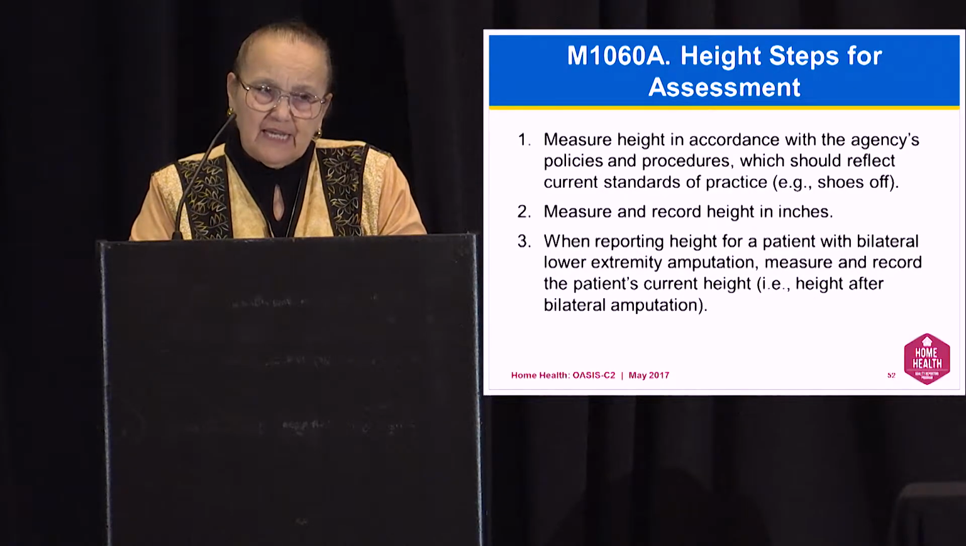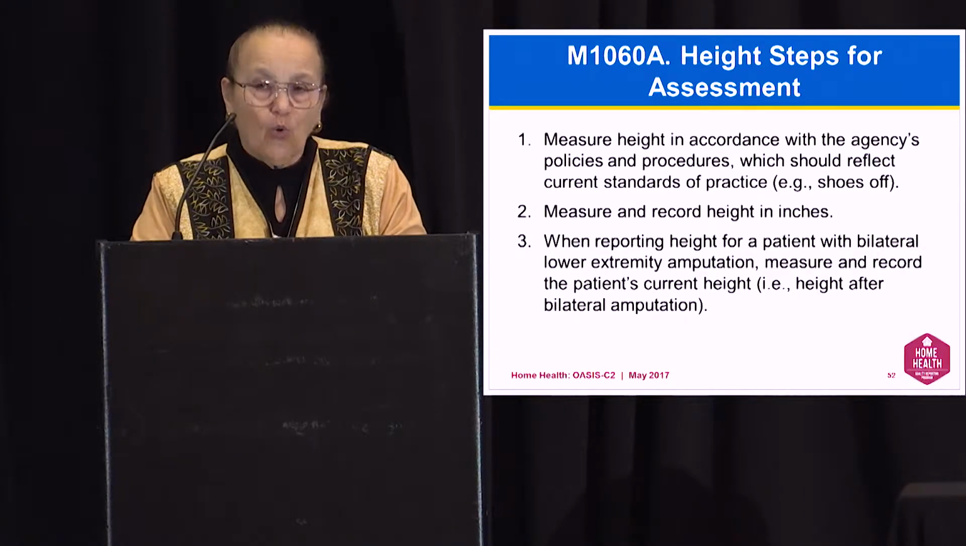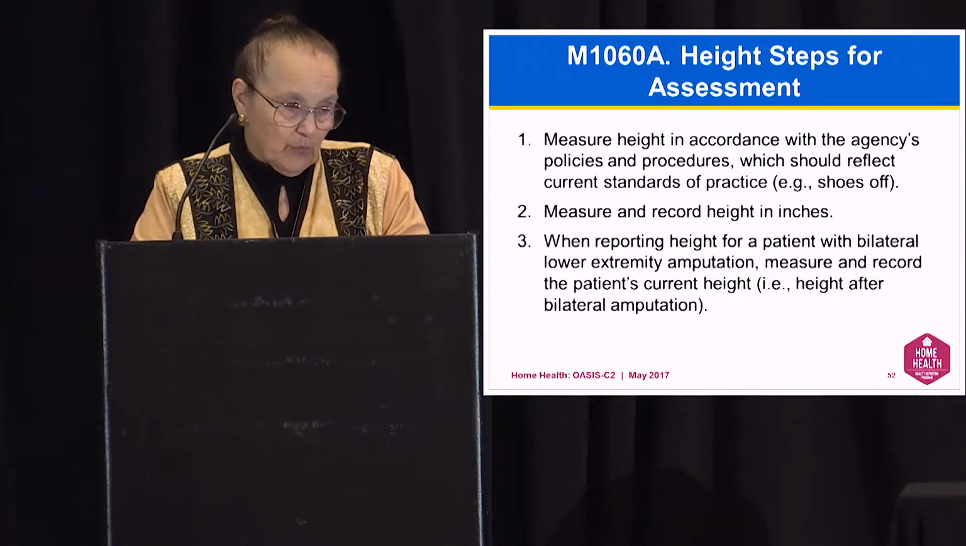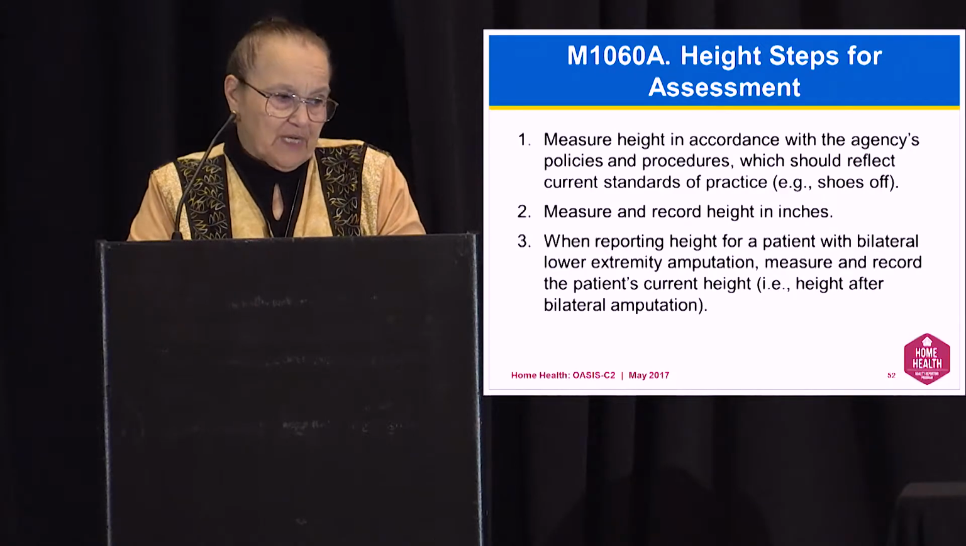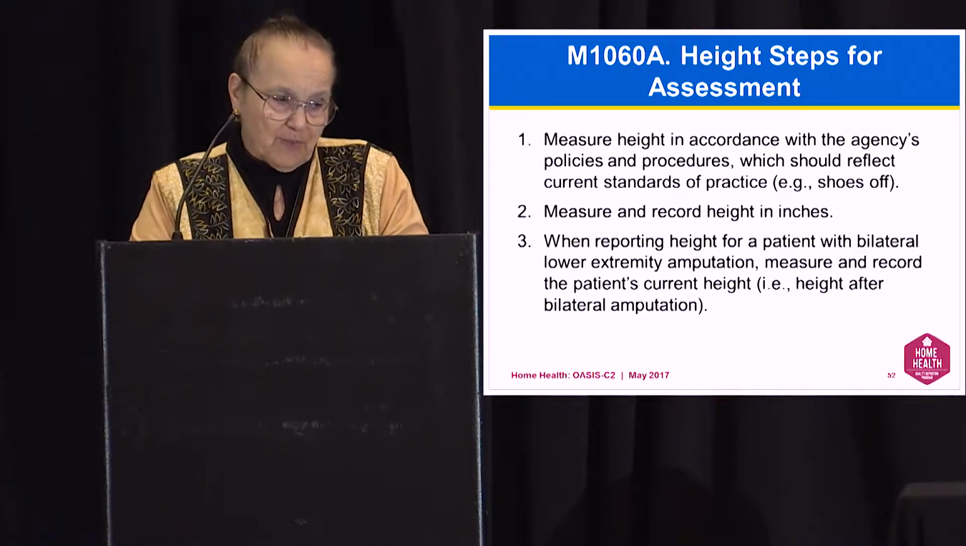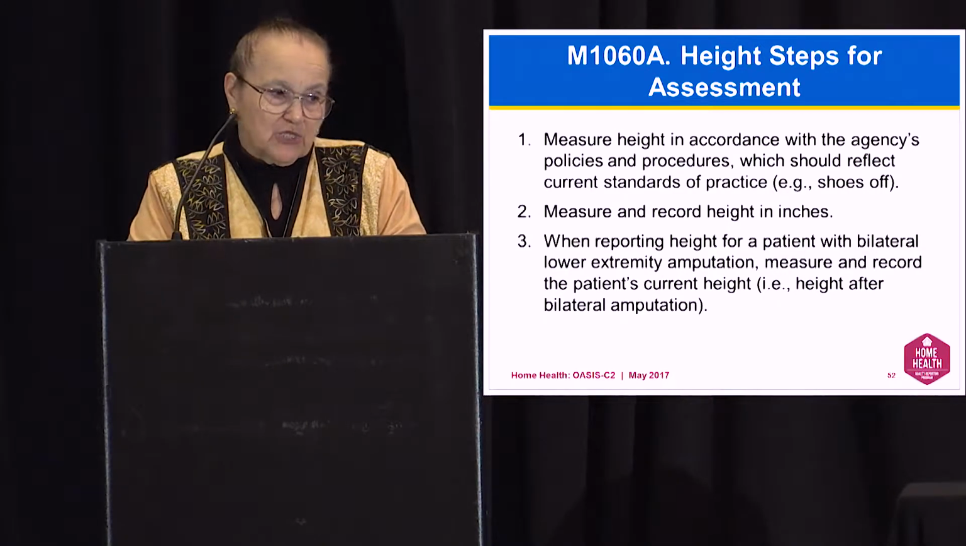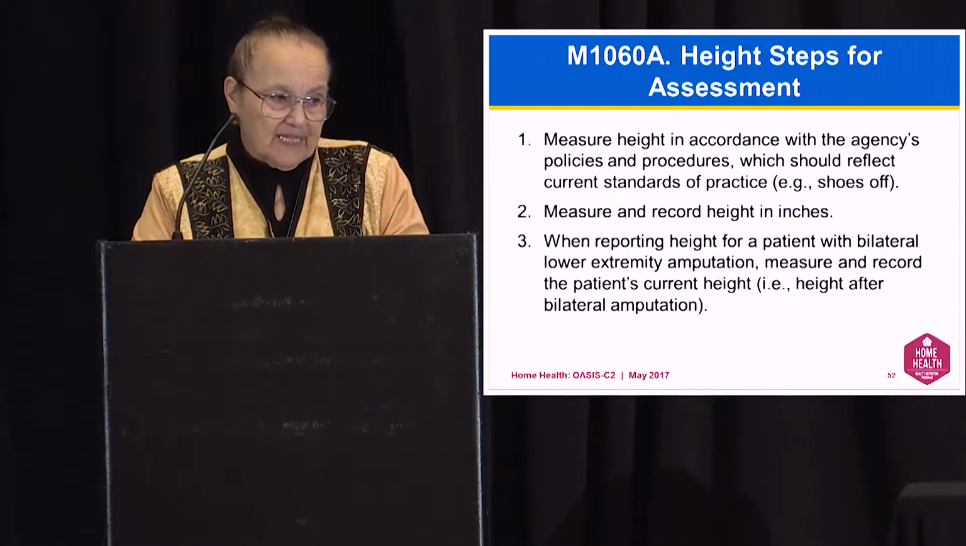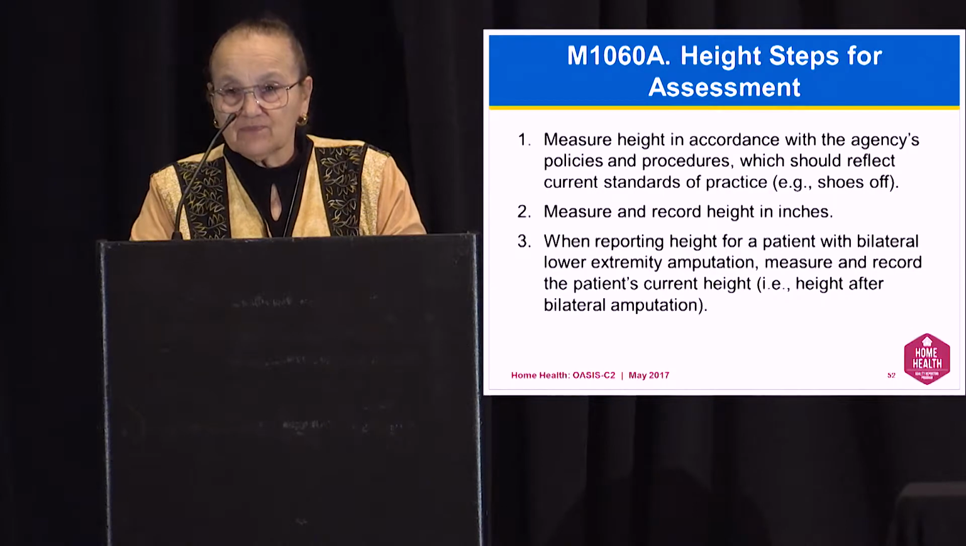Measure and record the height in inches, whole numbers, and when you are reporting the height for a patient with a bilateral lower extremity amputation, measure and record the current height after the bilateral amputation. And you would use the longer of the two extremities because it's rare for them to be identical in length.